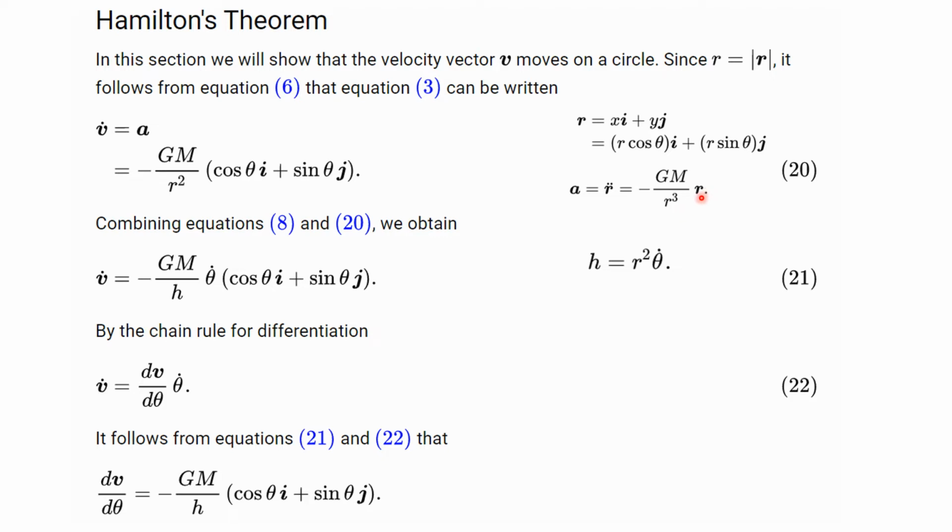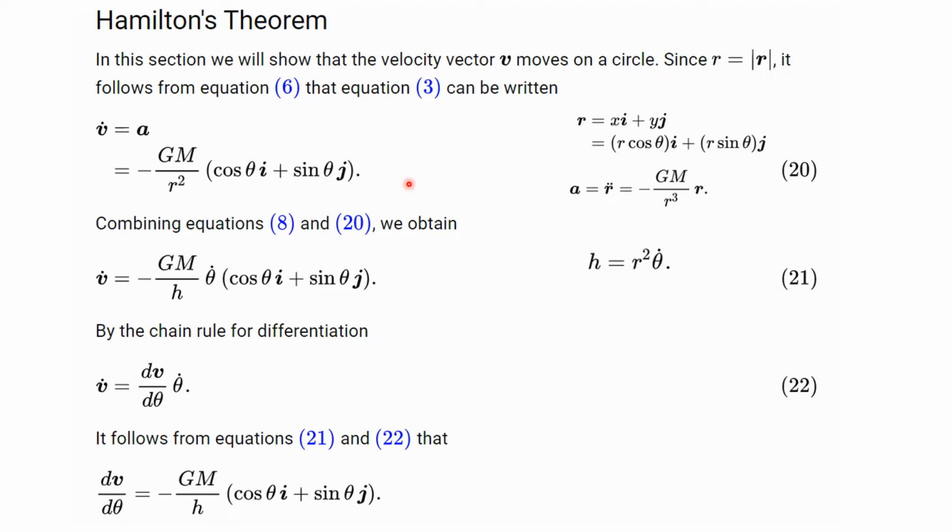Now, if we wanted to change this from a vector r to a unit vector r, we would take r divided by the magnitude of r. So this would be vector r divided by the non-bold r, and that's where the other r went. So we would have this, and we also know that the unit vector here is cosine theta i plus sine theta j. So we've established this equation.